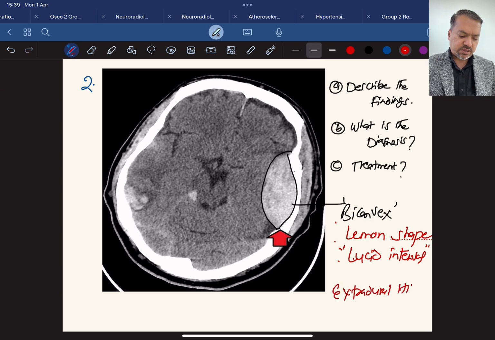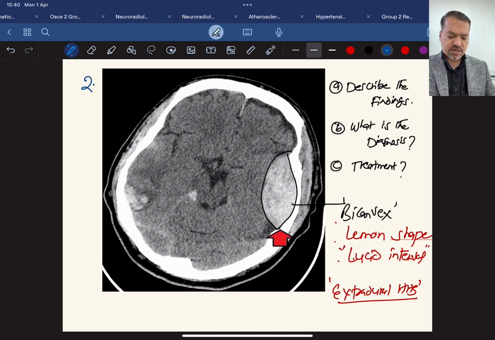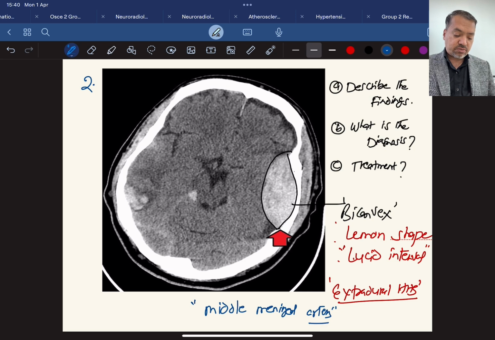So what are the points here? To repeat again, there is the biconvex shape of hemorrhage, also called lemon shape. There is a typical history of lucid interval. This is called extradural hemorrhage. So this is the diagnosis. This is the acute bleeding present in the extradural space, and it occurs because of the rupture of the middle meningeal artery. The middle meningeal artery is a branch of the external carotid artery, and it is usually associated with fracture of the temporal bone.